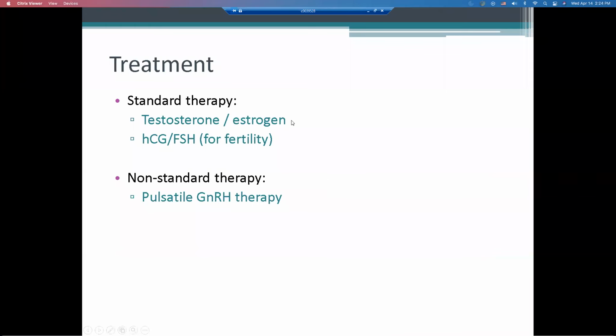So treatment, how do you treat a patient with Kallmann syndrome? First, diagnose them. And when you do the investigations, who can tell me what will be the LH and FSH and testosterone in a patient with Kallmann syndrome?